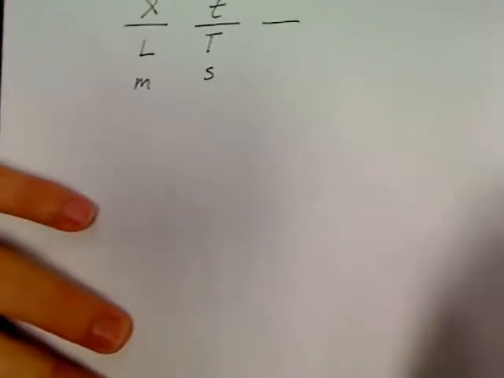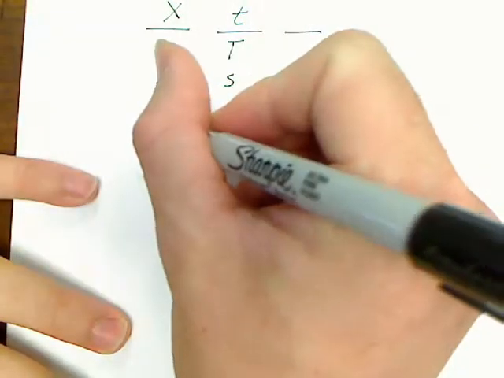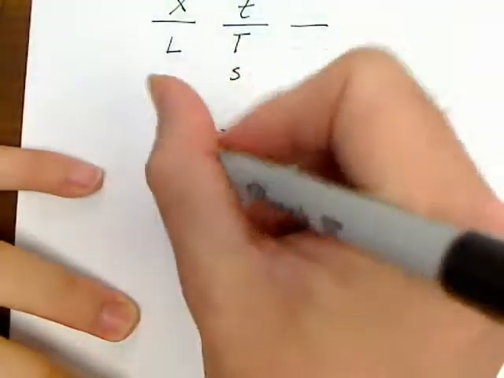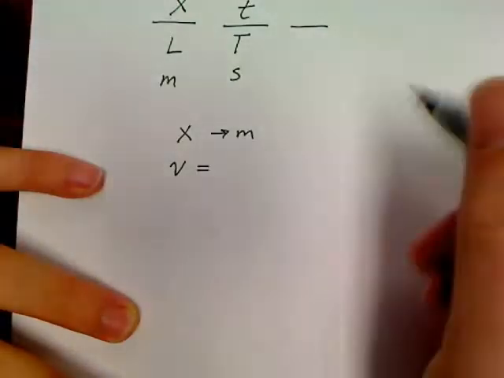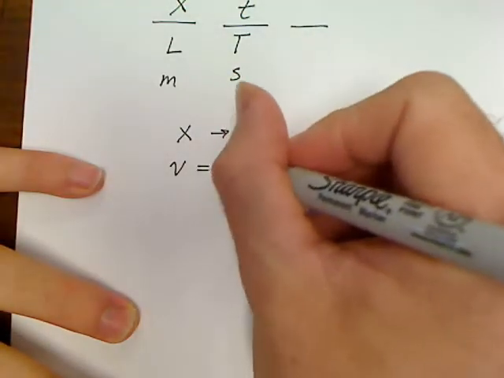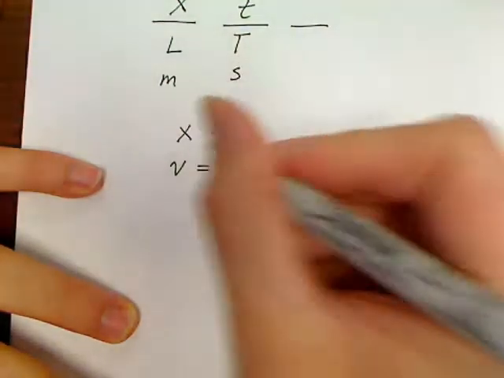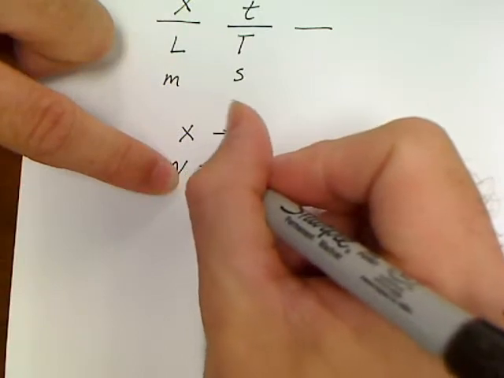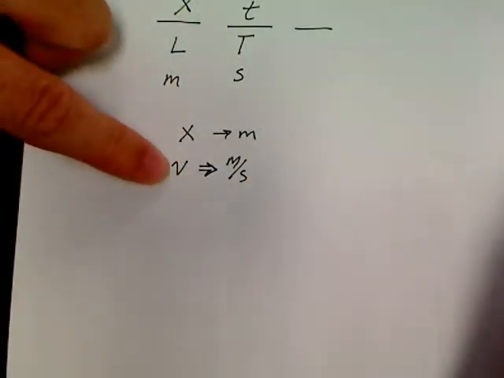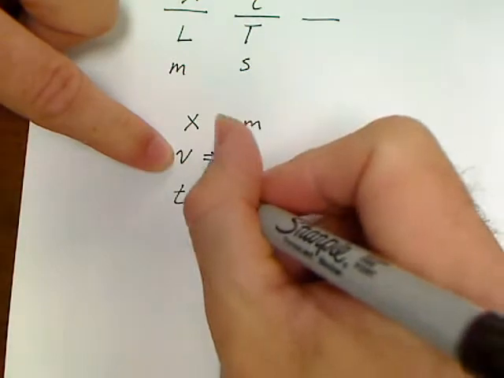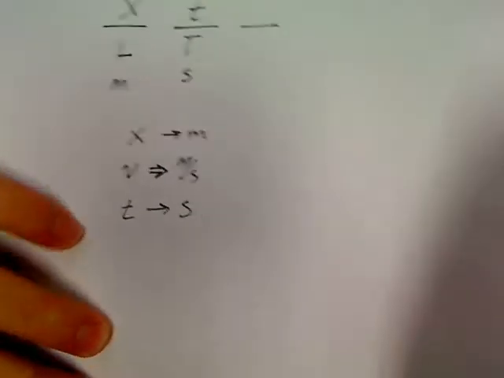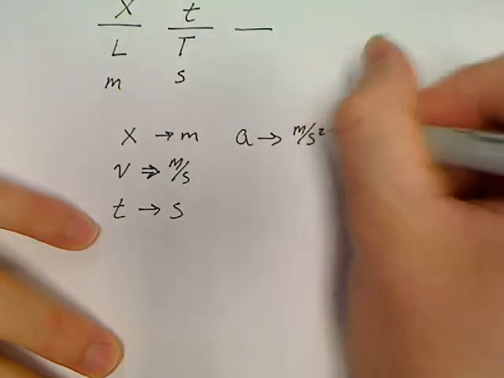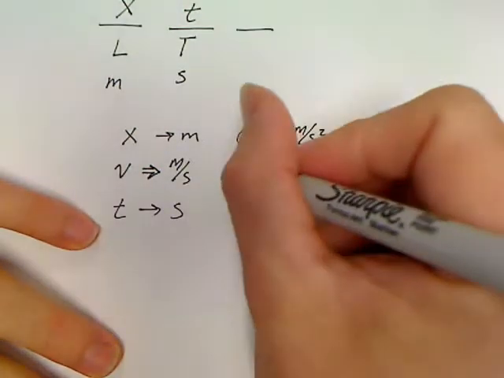So for me, when I'm working these examples, for X, I'll be using meters. Velocities, instead of doing length over time, I'll be using meters per second. Time, I'll be using seconds to work these example problems. Acceleration, I'll be doing meters per second squared to make these things work.